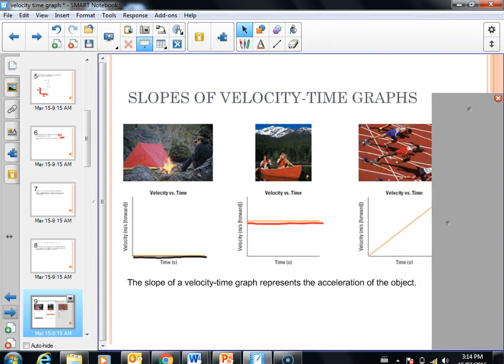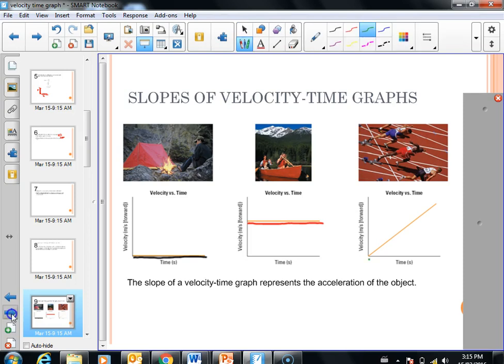And then the last one, now I decide to do some sprinting because I'm also a very fast sprinter. So as I'm running here, we start at 0, but we have to take off and go very fast. So I start increasing my speed as time goes on. This shows a positive slope. It means a positive acceleration. I'm speeding up.